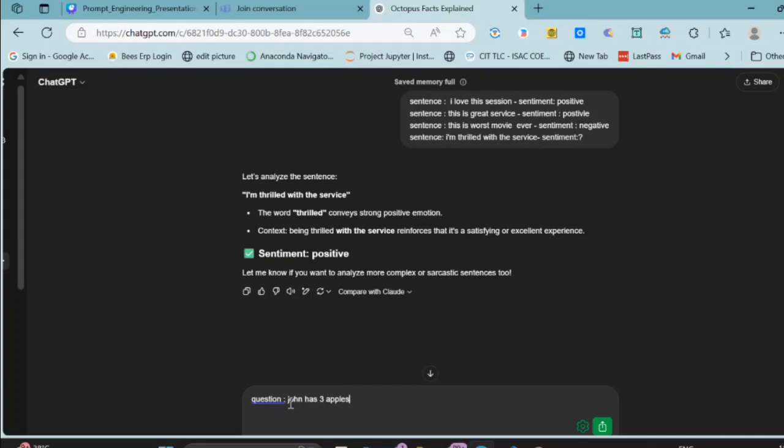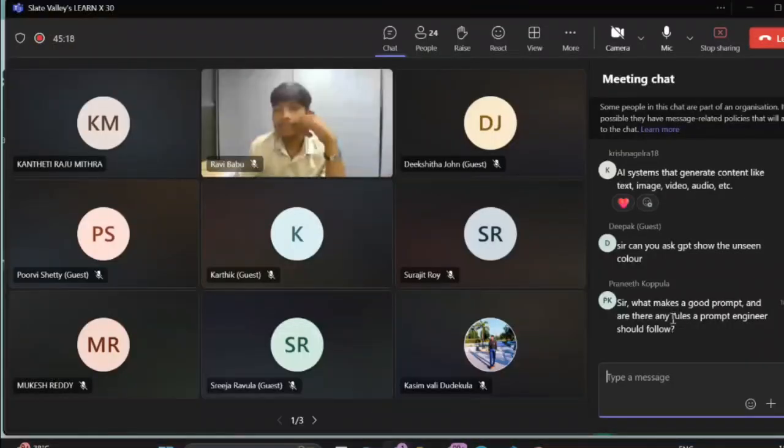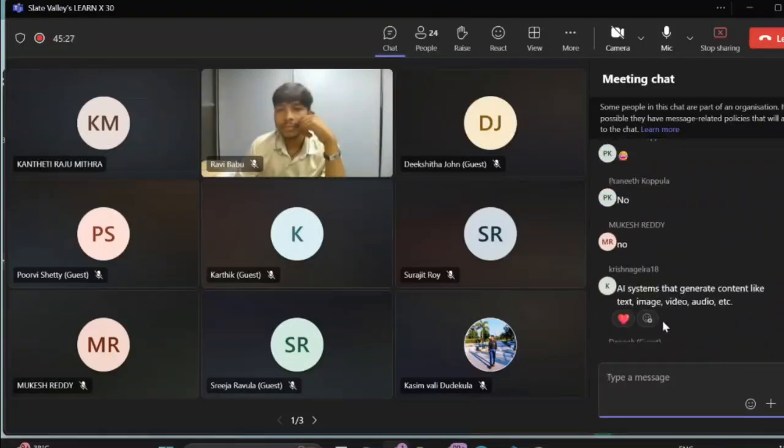John has three apples. Everyone, please try to solve this problem. John has three apples. He buys two more. Then he gives one to his friend. How many apples does he have now? Answer. Anyone, please respond on the chat box. Show your reasoning skills. Yes, Praneet, you asked about showing the unseen color. Yes, we will explore everything at the end of the session.